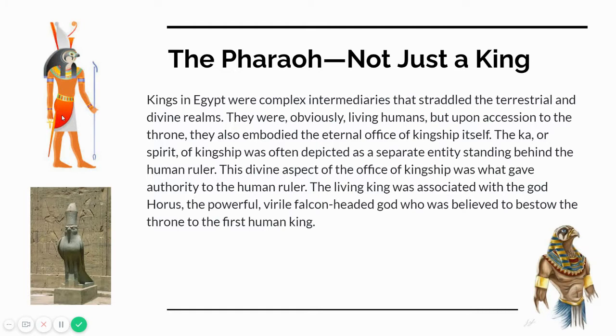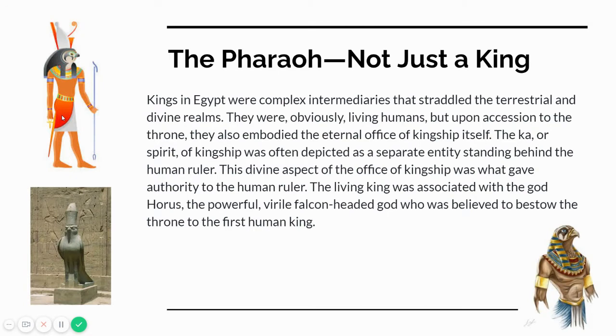The divine aspect of the office of kingship was what gave authority to the human ruler, and the living king was always associated with the god Horus. We're going to go through a very basic family tree of some gods and goddesses, but the god Horus was the direct identifier for the king.